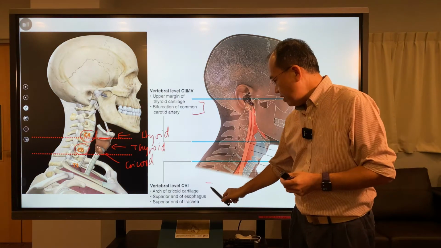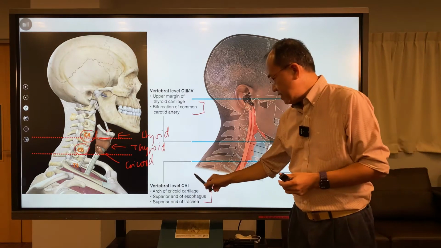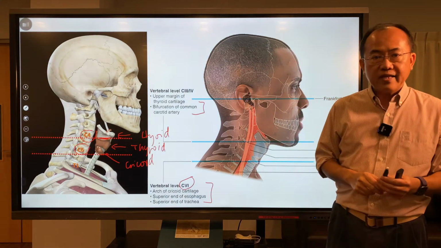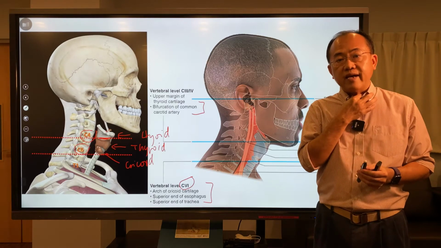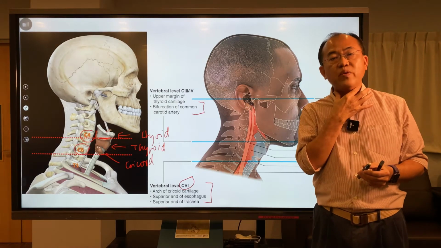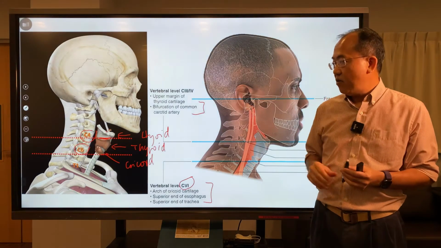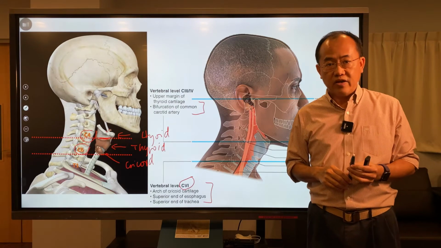At the level of the lower border of the cricoid, which corresponds with the sixth cervical vertebra, the larynx ends and the trachea begins. Behind the larynx will be the pharynx, and that is where the pharynx ends and the esophagus begins. So these are all very important landmarks that you have to take note of.